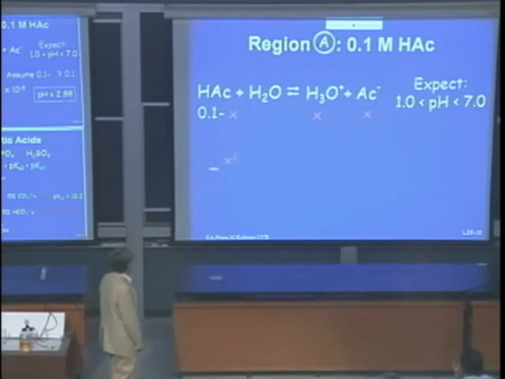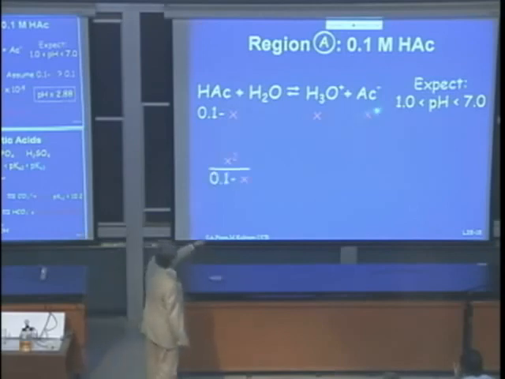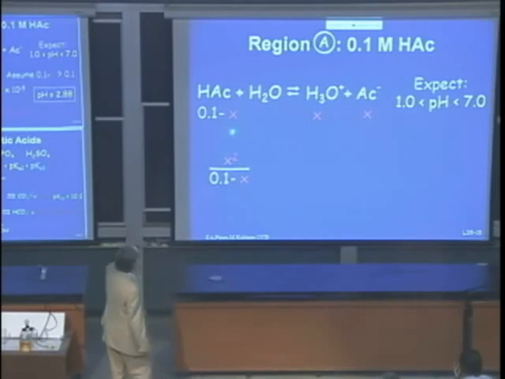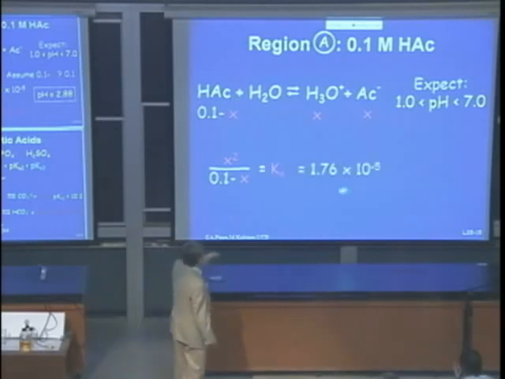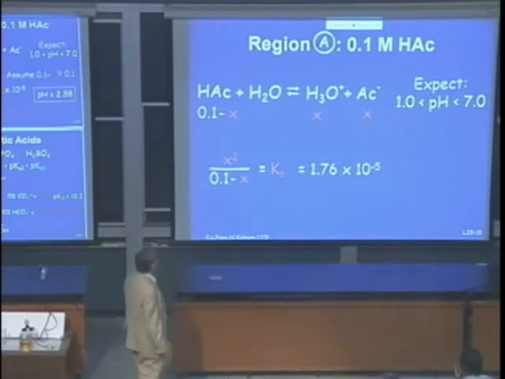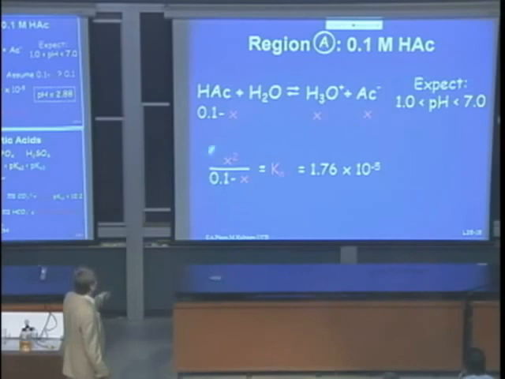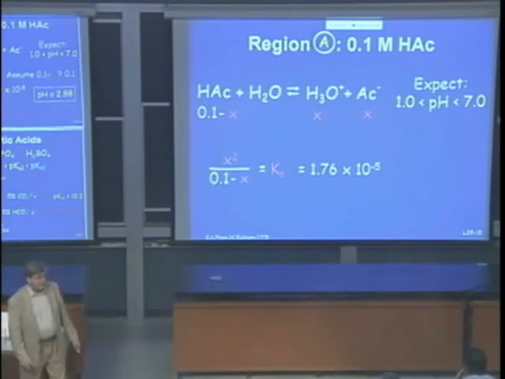All right? So I can now say the concentration of this times the concentration of this, X times X, is X squared, divided by the concentration of the acetic acid at equilibrium, 0.1 minus X, equals Ka. And I know this constant is 1.76 times 10 to the minus 5.